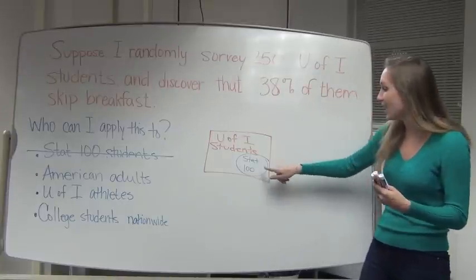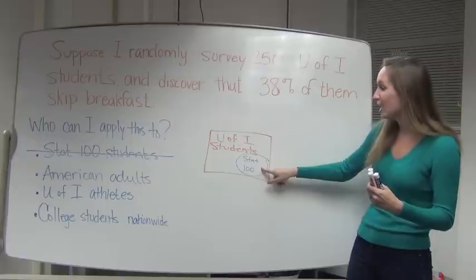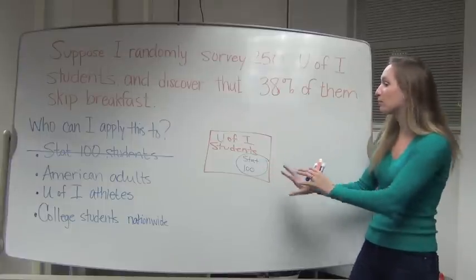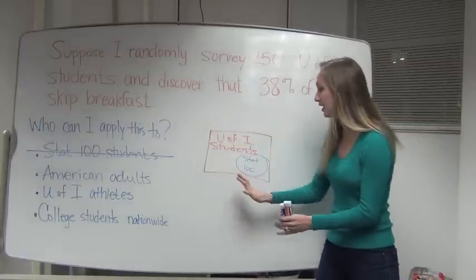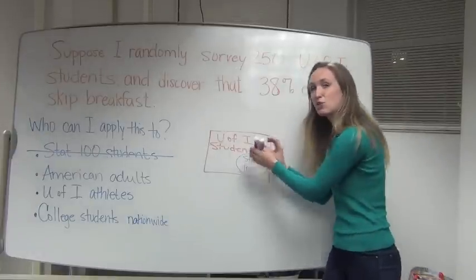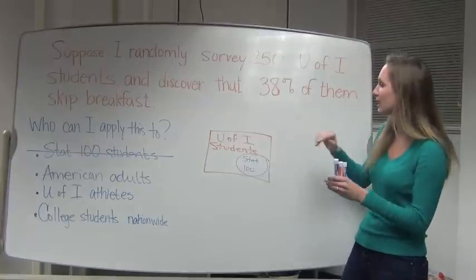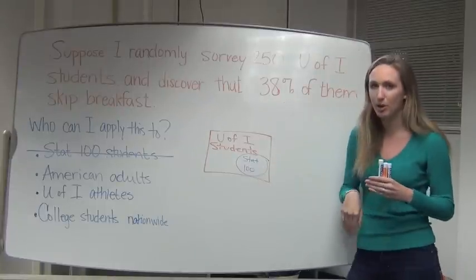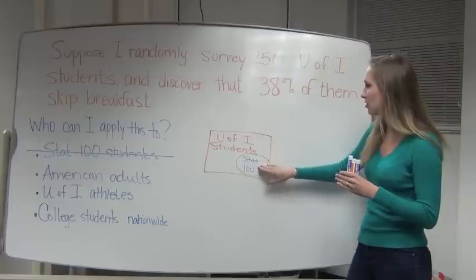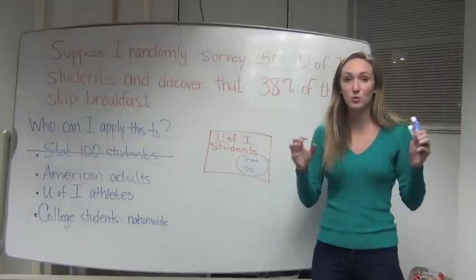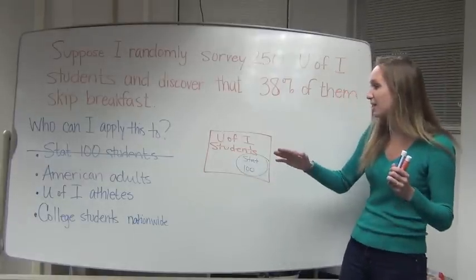So because the Stat 100 population is actually quite different from the broad U of I student population, this is much too specific. It's too different from the population that I selected from. I cannot directly apply this 38% to the Stat 100 student population because the two populations are just too different. So let's take a look at the next one.